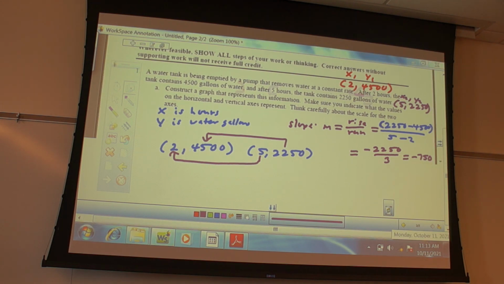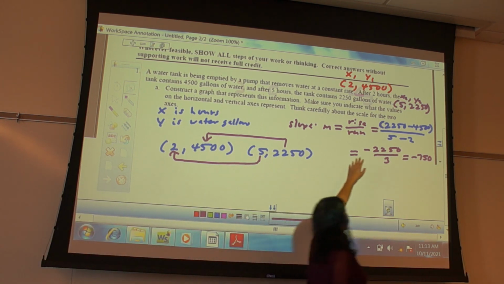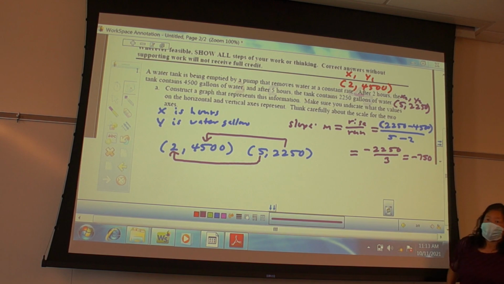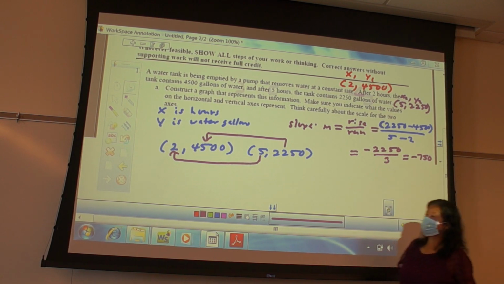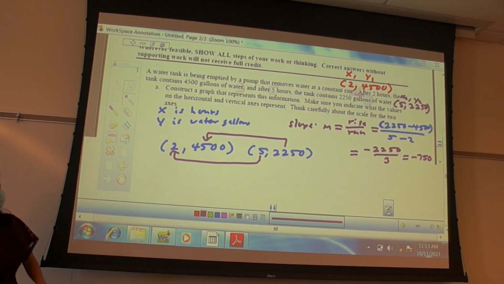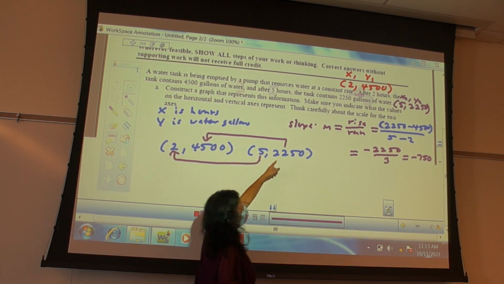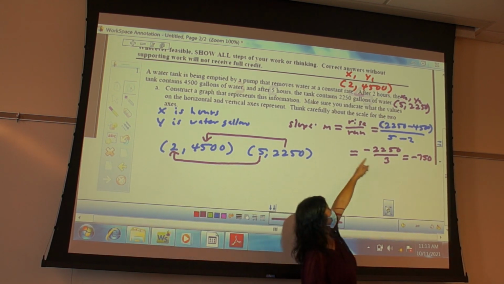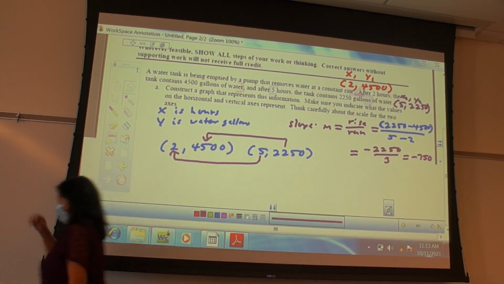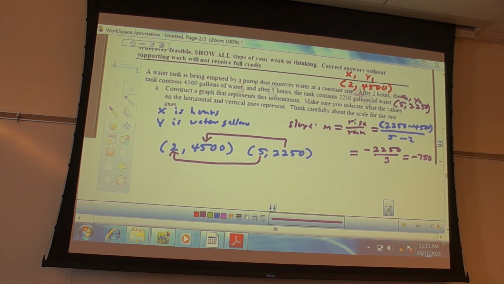How would you know it wasn't 4,500 minus 2,250? You could do that. It doesn't matter. But if you did that, then you'd get 2250 over negative 3. Remember, whether the negative is on the bottom, or the top, or the front, it's all the same. So we'll just put it in the front, to make our lives easier. If we did it the other way, we would have had 4,500 minus 2,250, which would be positive 2,250, over 2 minus 5, which would be negative 3. So the negative would just have shifted down to here, and it doesn't matter.